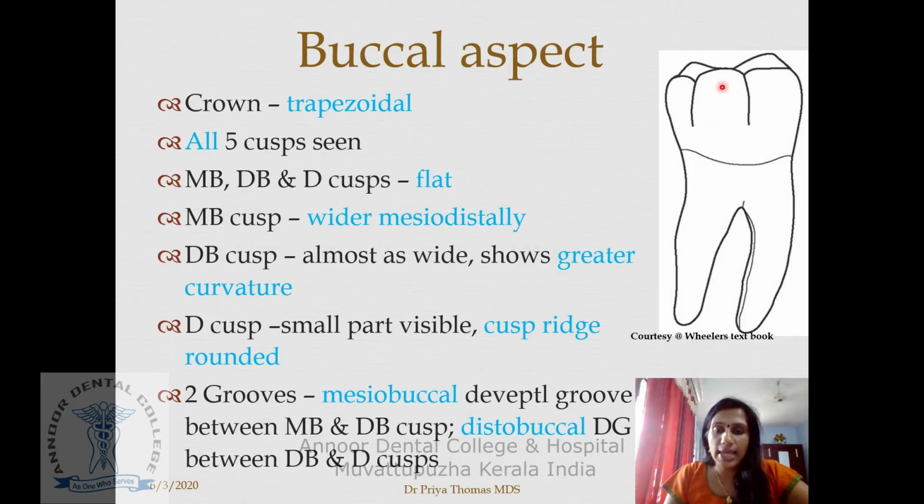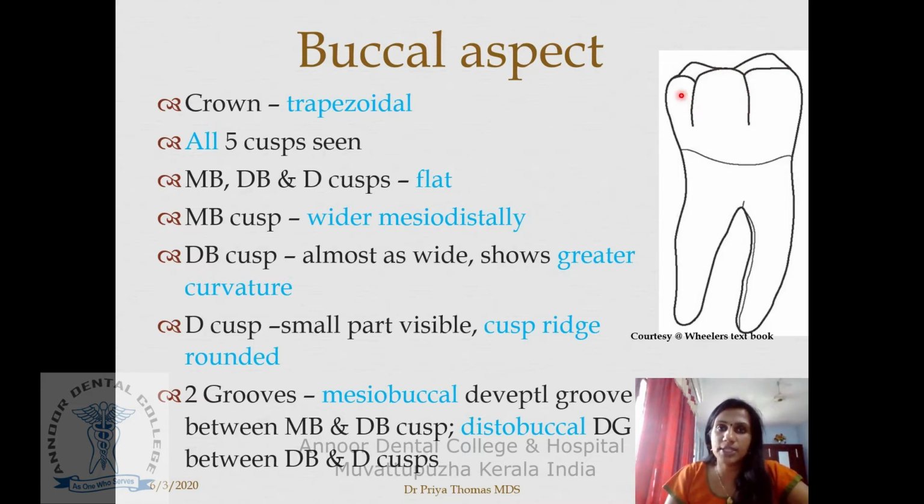Then you move on to the next cusp, your distobuccal cusp, which is almost the same width as your mesiobuccal cusp. It is slightly smaller but almost the same. And if you look at the cuspal ridge, see the curvature? This is more curved when compared to your mesiobuccal cusp. This is flatter, this is more rounded.